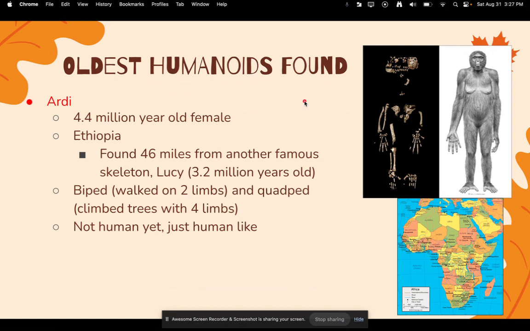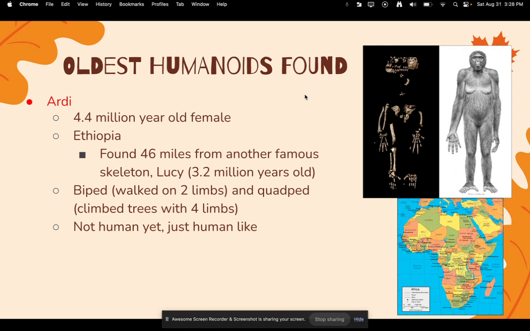All right, let's talk about the oldest humanoids found. So, humanoids means that they aren't 100% human yet, but they're turning into humans. So, the oldest would be someone called Ardi. So, Ardi was a 4.4 million year old female. You can see Ardi's remains right here. And then here is kind of an artist rendition of what Ardi might have looked like. She was found in Ethiopia, and she was found about 46 miles away from another very famous skeleton called Lucy, who was 3.2 million years old.